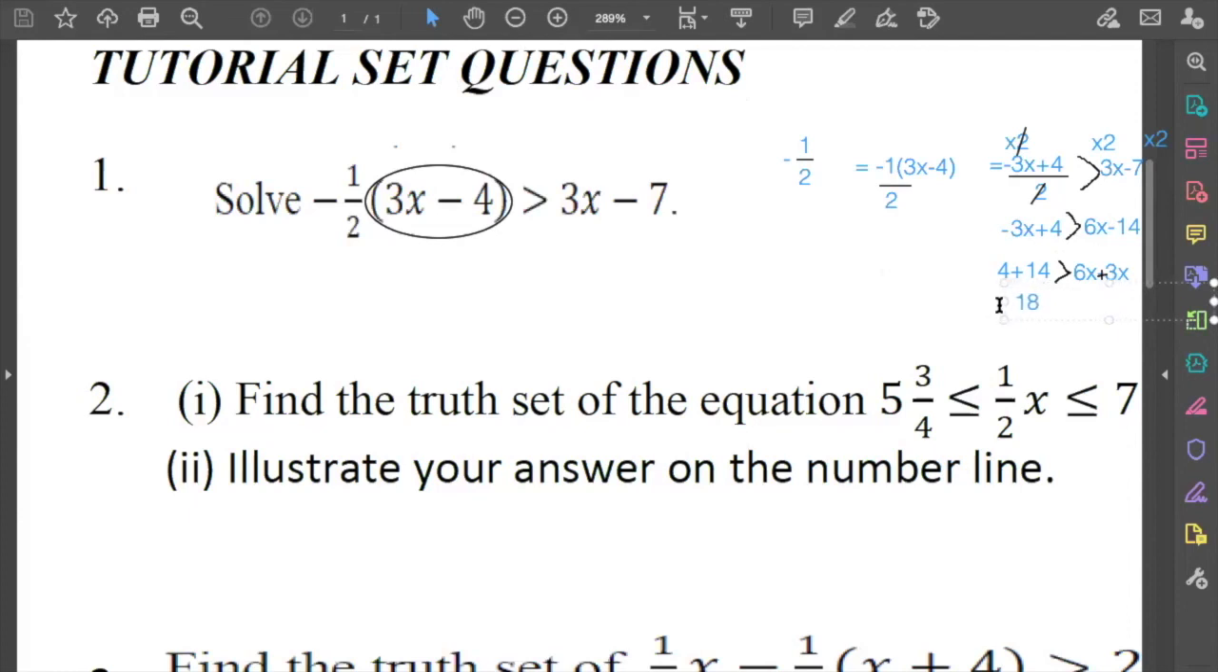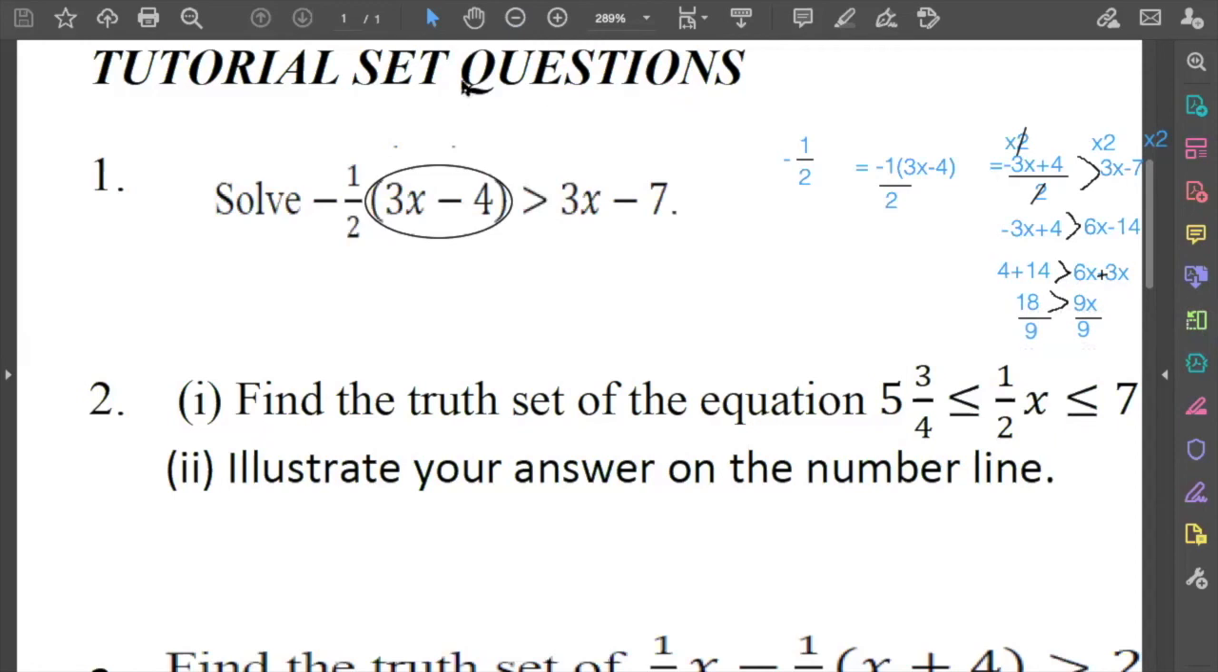18 is greater than 9x. Good. So now I divide through by 9. So here, divide, here, divide. So this place is going to be divided by 9, and this place is also going to be divided by 9. So this is what I have.